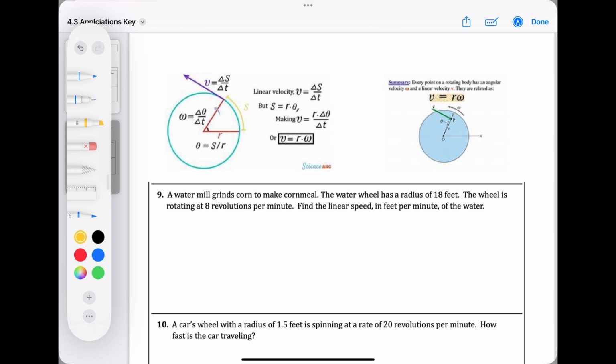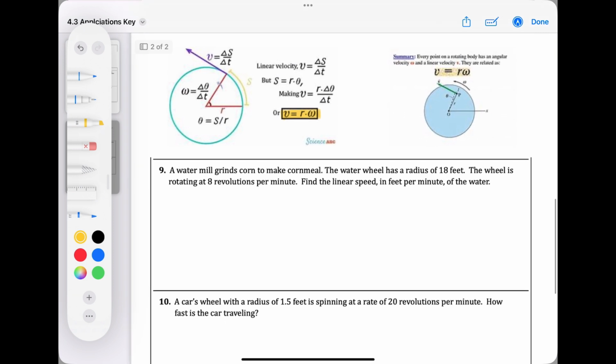Now, some of you may learn this in your physics class, right? The speed is equal to the revolution times the wheel, right? Or you can simply see how we rotate. The wheel goes around and around.